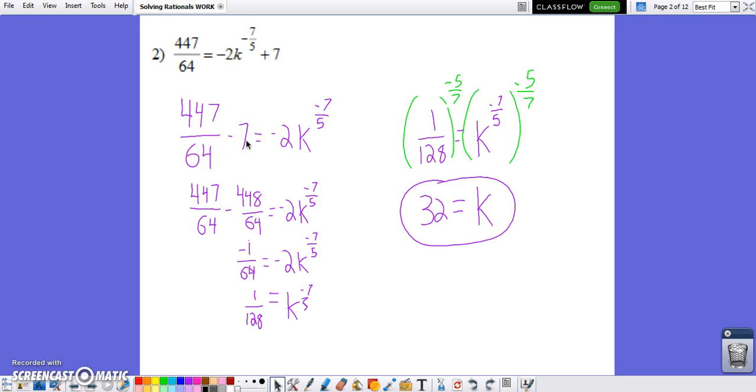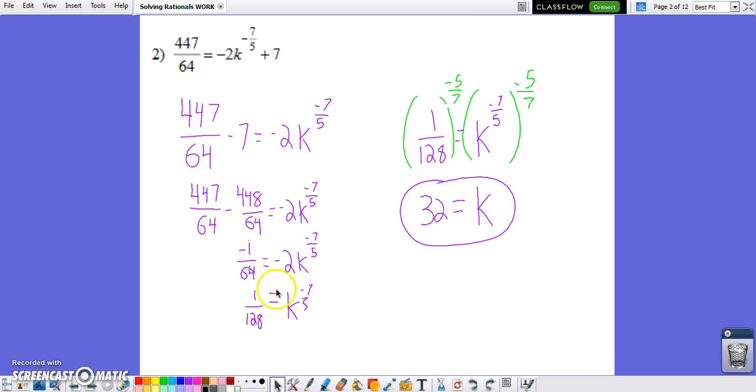Remember, in order to do any of this work, I need to isolate the thing with the radical or rational exponent, which is k to the negative 7/5. So I subtract 7. How do I do that? Common denominator. That denominator is 64. That denominator there is 1. So I just make negative 7, 448 over 64, which reduces down to 7. Subtract across the top, I get negative 1 over 64 equals that negative 2k to the negative 7/5.